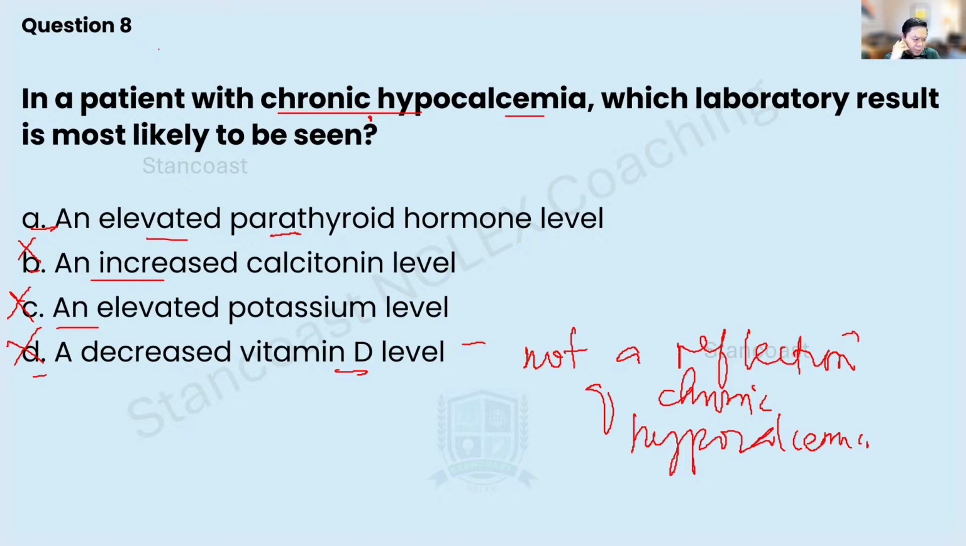Please, I'm confused. In the previous slide, you said when the calcium level is increased, calcitonin is released, and hypoparathyroidism is released. Can you explain more for me?